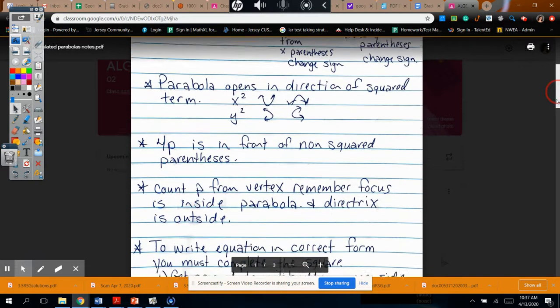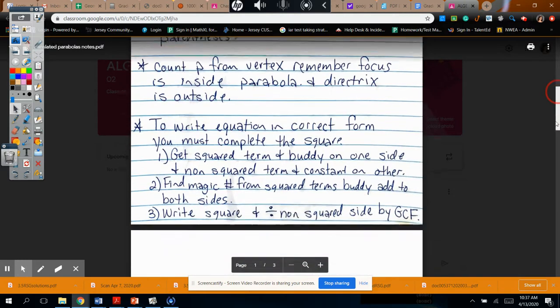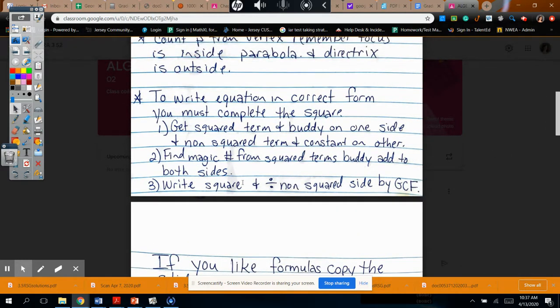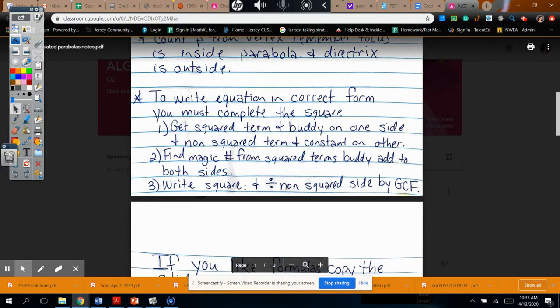Okay? And if you count it from the vertex and then just read the ordered pair, you won't have to memorize anything. Now, down here are steps to write the equation in correct form. And this isn't going to mean much to you until we do the examples, but you can write it down if you want. I would say that's optional. The examples might remind you, and you can write little notes about that. So if you want to pause that and write that there.